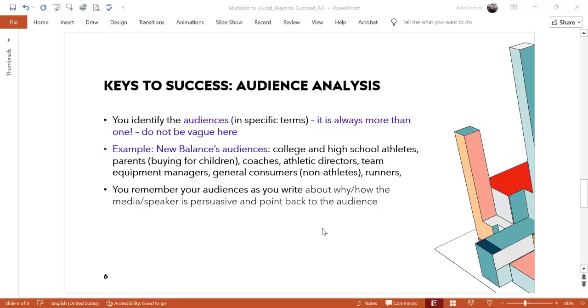And that should be a paragraph in the beginning part of your paper, as you'll see in the structured document. You remember your audience as you write, so you don't forget your audience. One paragraph is fine, 5 to 6 sentences, whatever, maybe shorter, but a solid paragraph in the beginning where you do some audience analysis. You don't forget that. So when you're writing about how your speaker or the ad is persuasive, you from time to time go back to the audience and say, and this will appeal to this audience or these audiences. So keep that in mind. Okay.